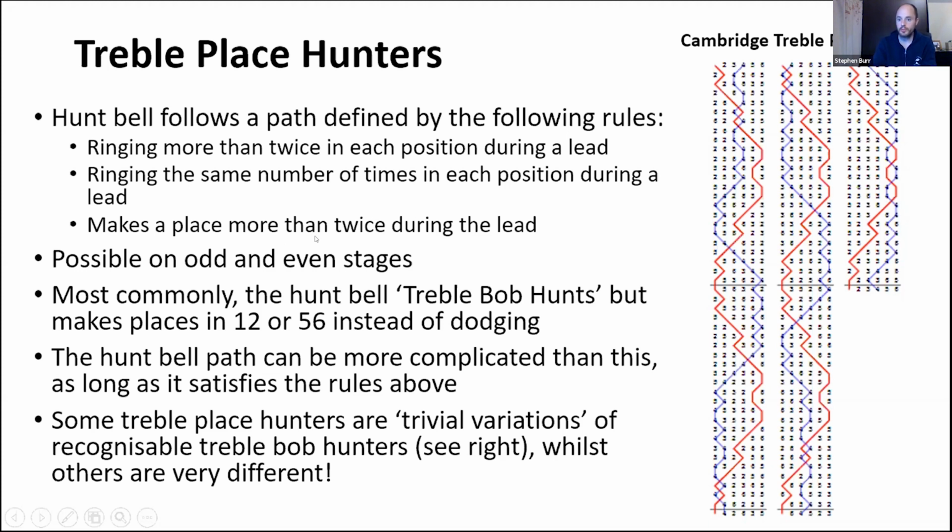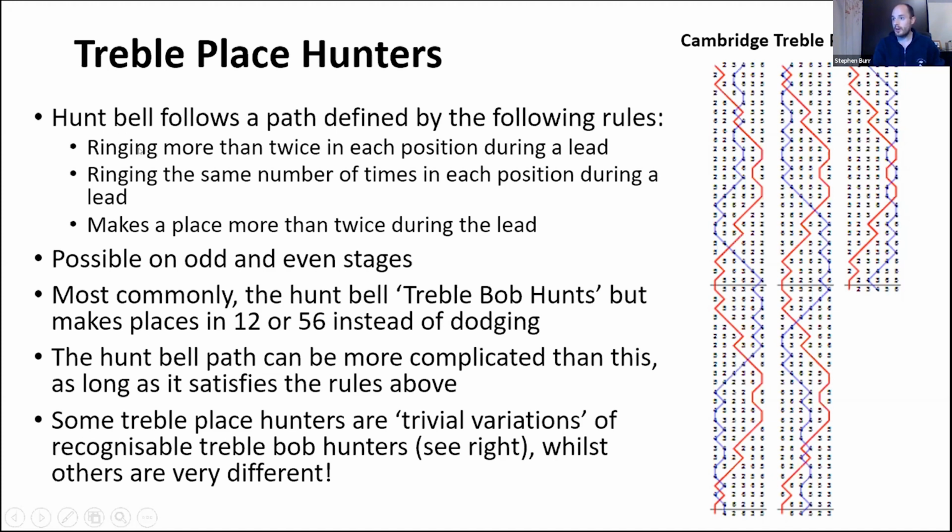So if you remember from the treble dodging hunters, the hunt bell was only making a place twice, once at the front of the lead and once at the back. And everywhere else, there were no places made. We only had dodges. So in treble place hunters, this is not true. There's more than one place made during the lead. Now, the other two rules remain the same.